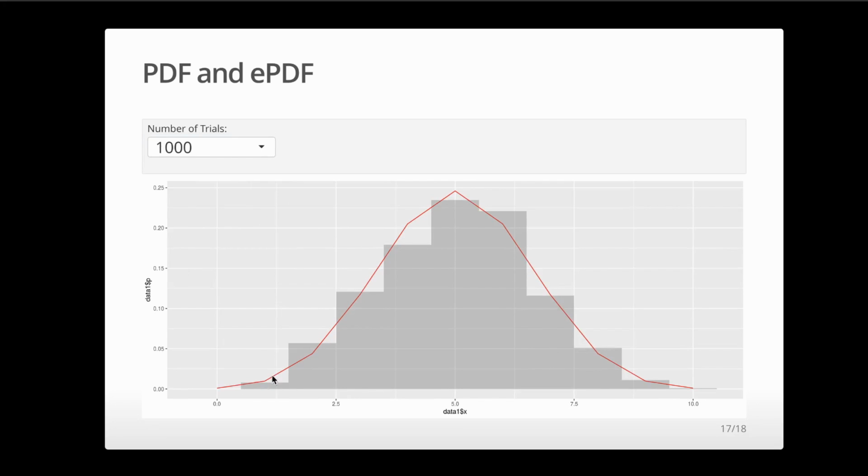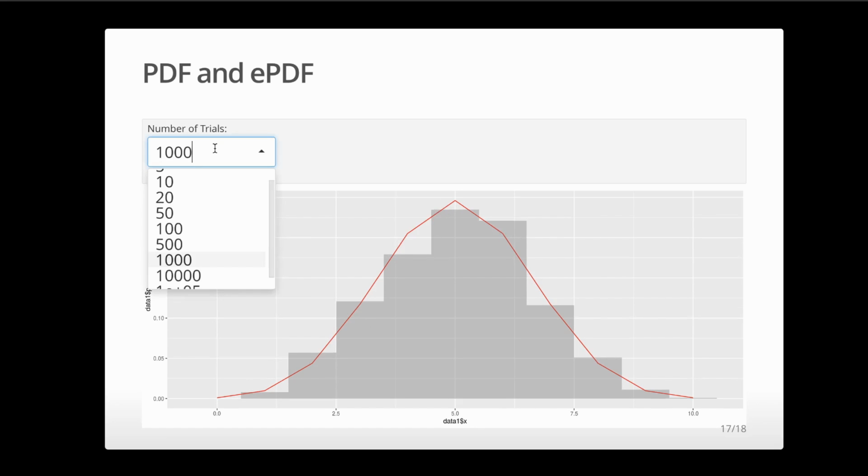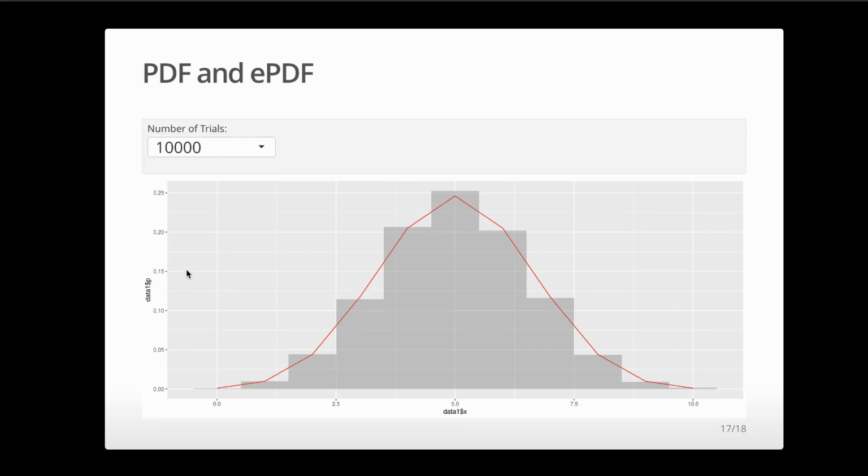The dark gray is the empirical. It's what we're getting from simulation, from the computer simulating flipping coins. Whereas the red line is from mathematical theory of what we would expect to get of doing it 1,000 times, right? So as we do more trials, it gets more and more close to the theoretical distribution.